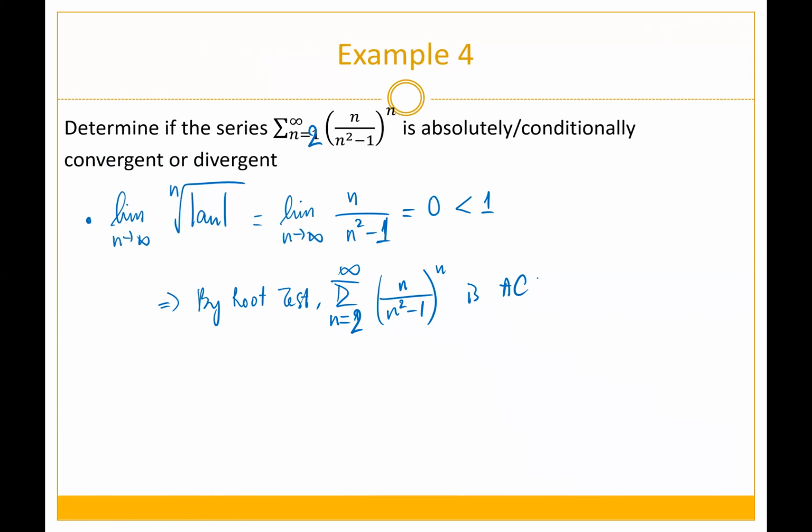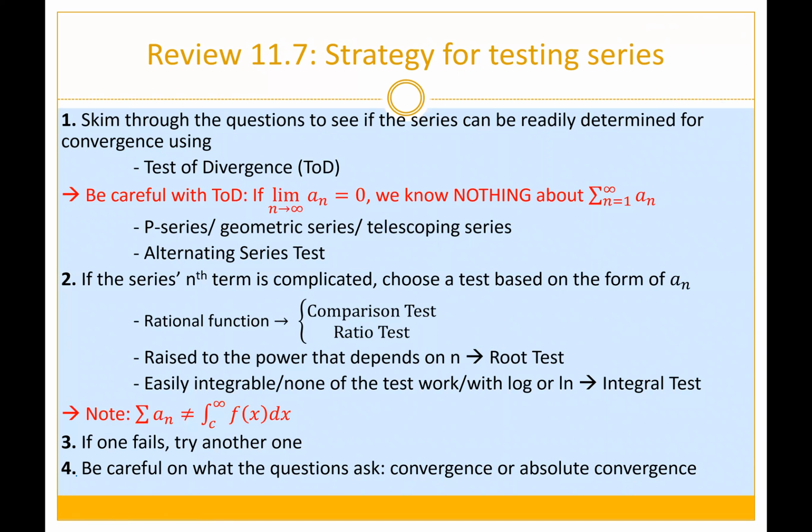That's why I say the ratio and root tests can be really, really helpful sometimes, but when that limit goes to 1, it's not helpful anymore. So that's all I have for 11.6. Now we're going to go to 11.7, which is kind of a summary of everything we learned so far in the midterm for exam 2. So, strategy for testing series.